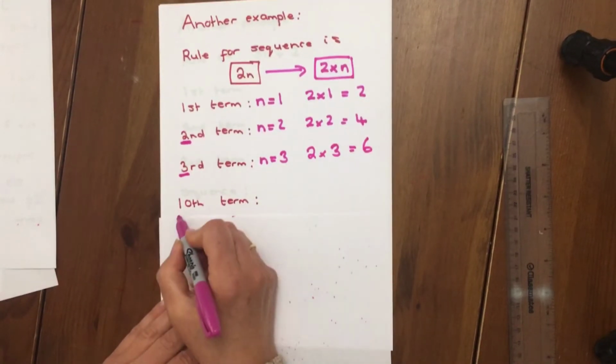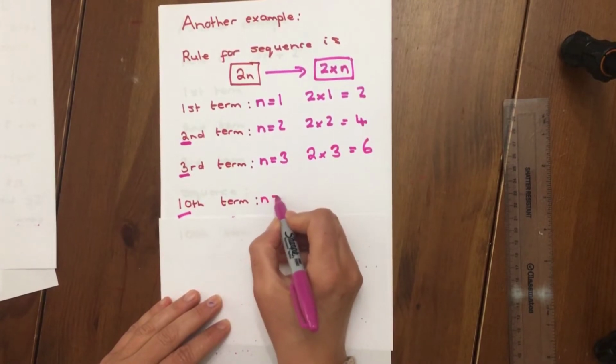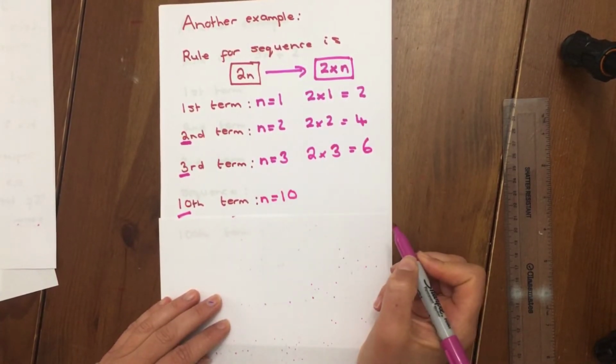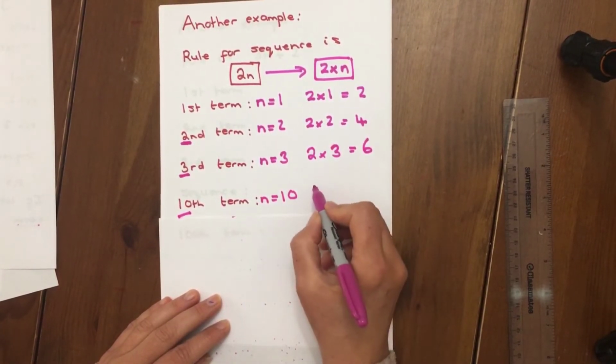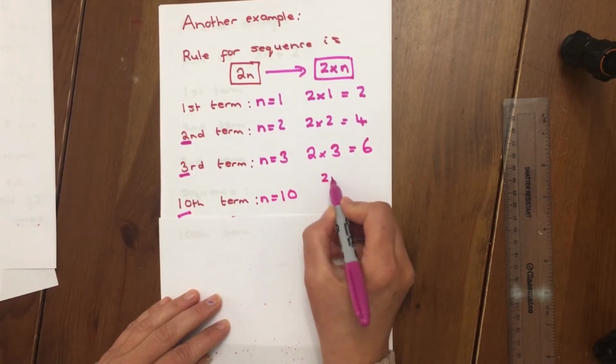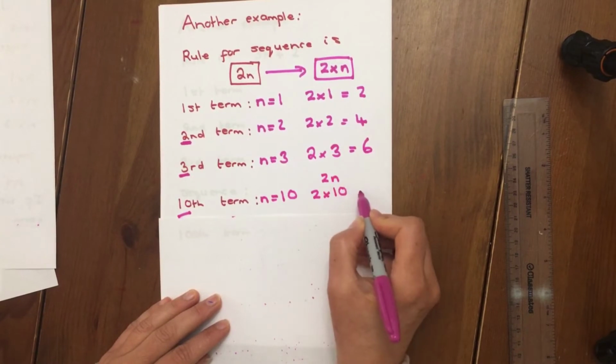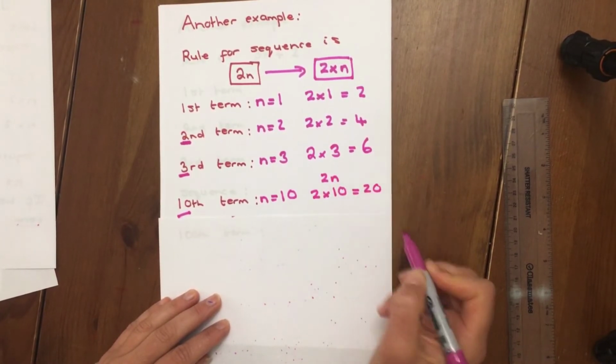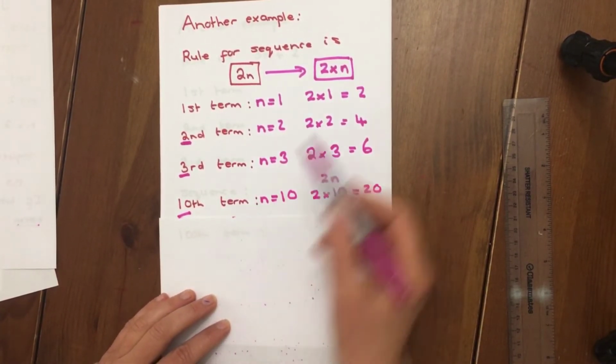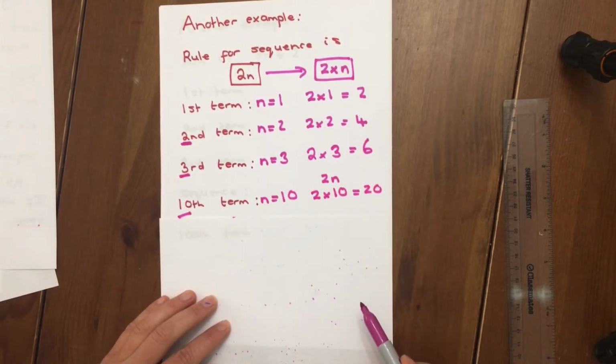Okay, what about my 10th term? In this case, n is 10. So I'm putting it into, let's write the sequence here again, 2n. That's 2 times 10, which is 20. A quick way, rather than writing out all the terms, I can quickly find my 10th term.